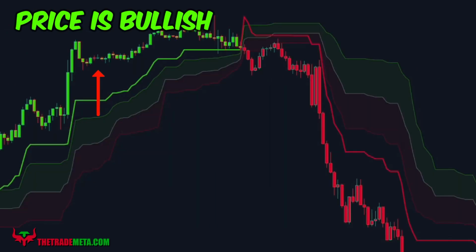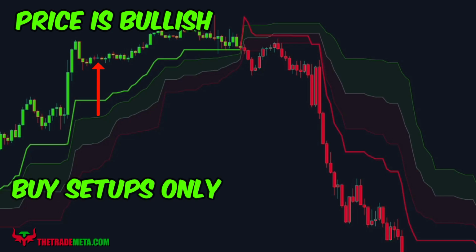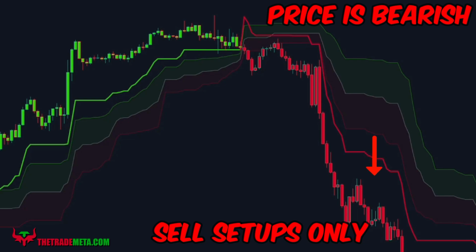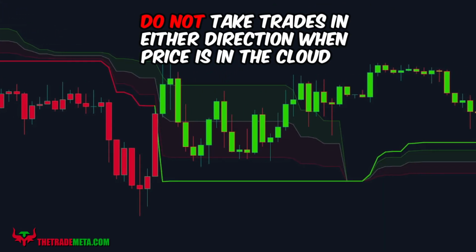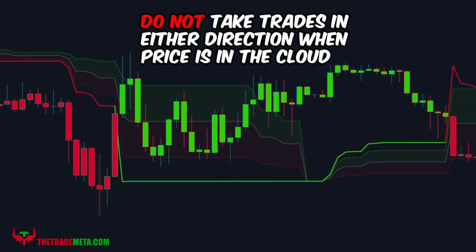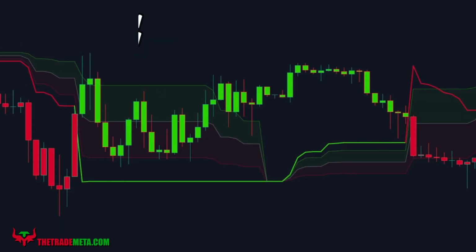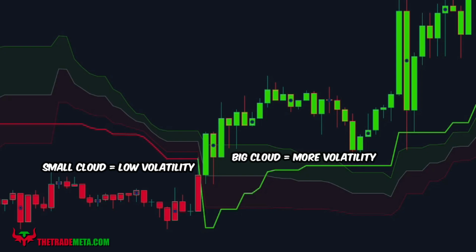When the price is above the cloud, price is bullish, and you would want to only look for buy setups. When the price is below the cloud, price is bearish, and you would want to only look for sell setups. You do not want to take any trades when price is trading inside the cloud, as it indicates market indecision and price choppiness. The bigger the cloud, the more volatile the price action is, and the higher chance price has to trend. When the cloud is small, price is less volatile and likely trading in a range.